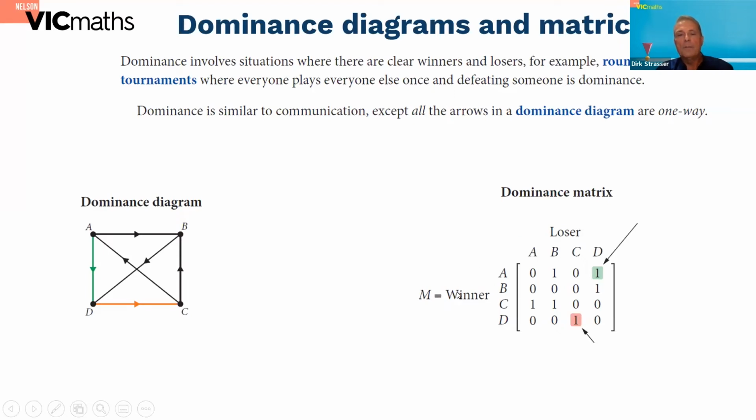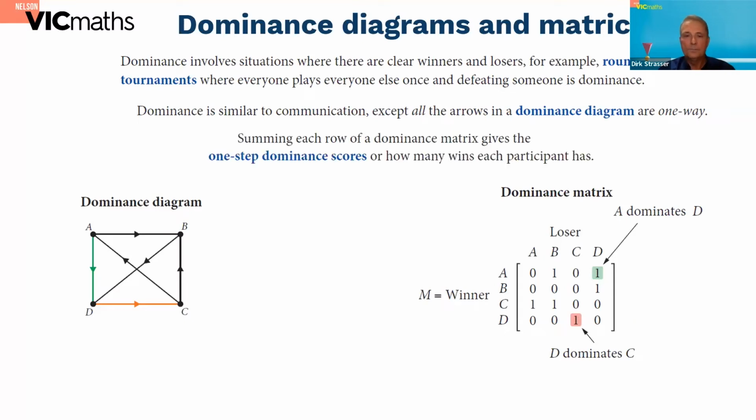These would often be labeled winners, losers. You can also see here that means A dominates D, and you can see here that means D dominates C. Summing each row in a dominance matrix gives you the one-step dominance scores, or in other words, how many wins each participant has.